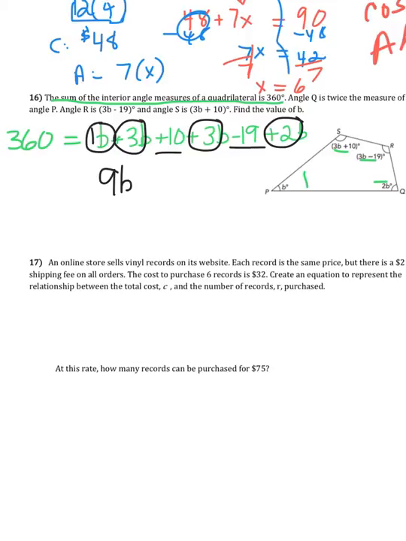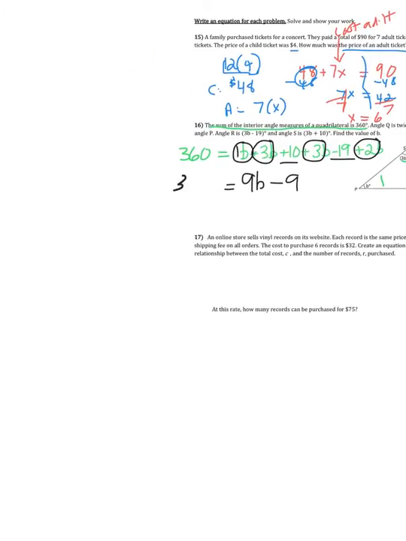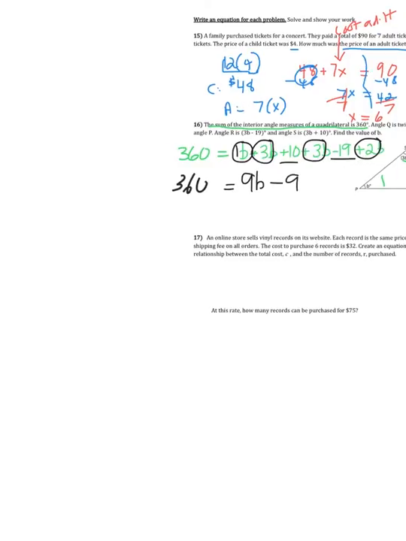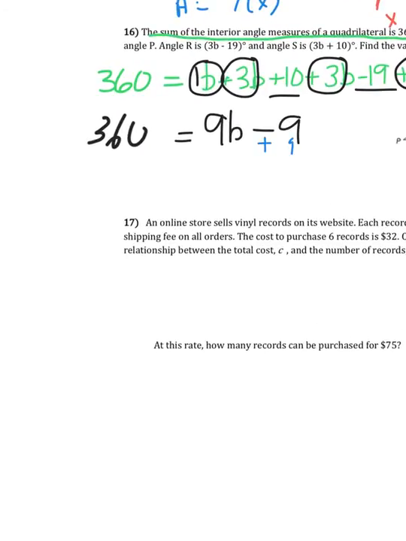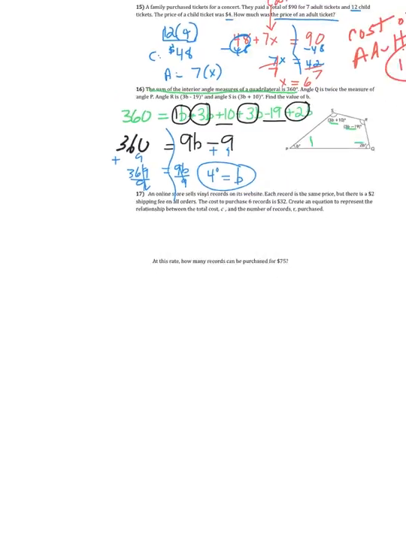And 10 minus 19 is going to be minus 9 equals 360. Plus 9 is 369 equals 9B. Divide by 9. 1B is going to equal 4 degrees, because 369 divided by 9 is 4. So B equals 4 degrees. And that would be your answer.